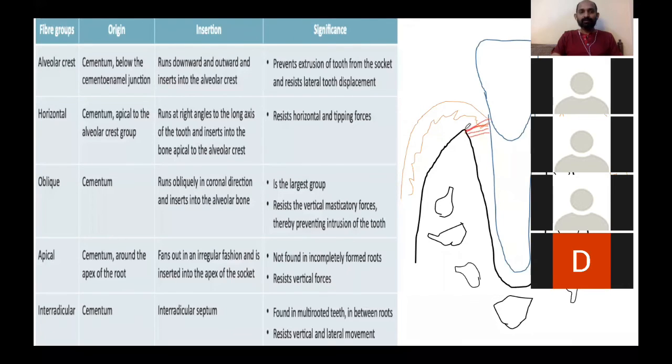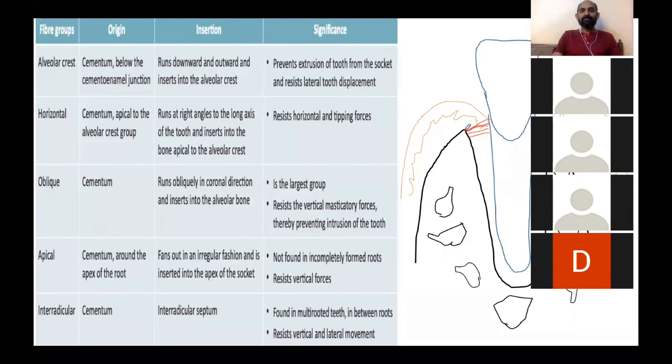So this group of fibers is called the alveolar crest fibers. The origin is the cementum, just below the cemento-enamel junction, and the insertion is onto the alveolar bone. They start here and run downwards and outwards toward the bone, and get inserted onto the crest of the alveolar bone.